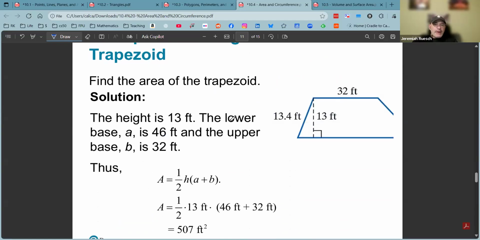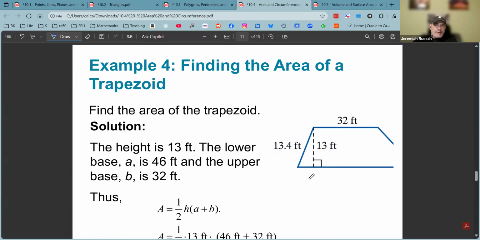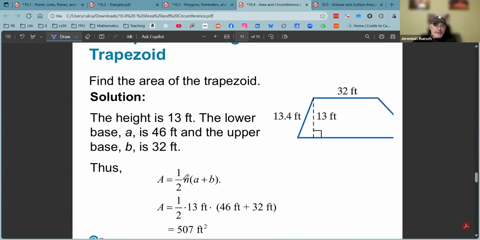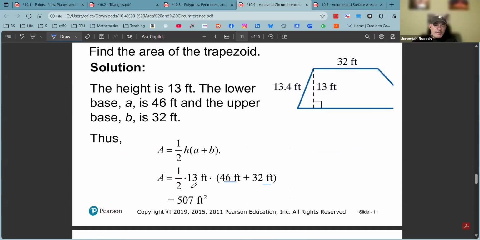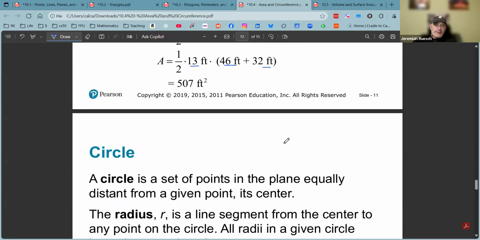Okay, so finding the area then of this trapezoid, it's the relationship of 1/2 the height, which is 13, and then this a plus b is the sum of the two bases. So 32 plus, say the lower one is 46. So 46 plus 32, multiply that by 13 and then divide by 2, you get 507 square feet.